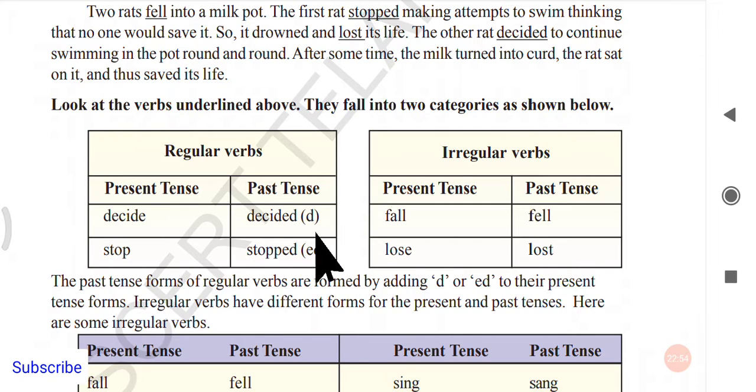Okay, so present tense, decide, decided. Here d is added. Next, stop, stopped, ed. So we have changed them into past verbs and they have got d and ed. They are regular. Next, irregular: fall, fell, not falled. Some people say falled, and that is wrong. Next, lose, lost. Some students say, I heard, lose, loosed. There is no word loosed. It is lost.